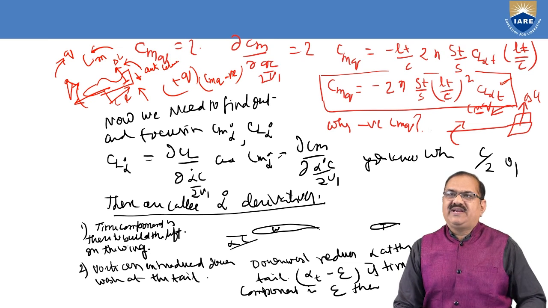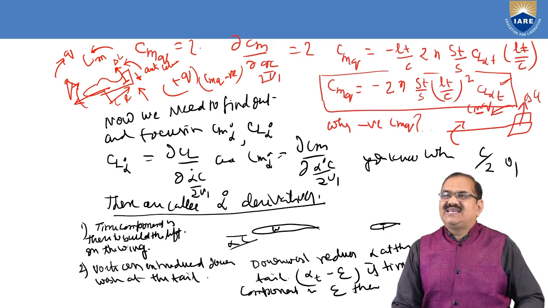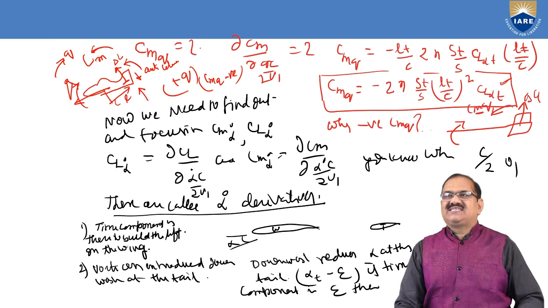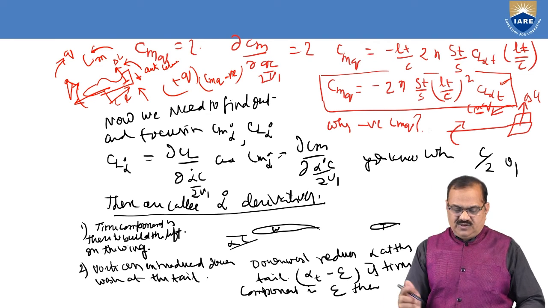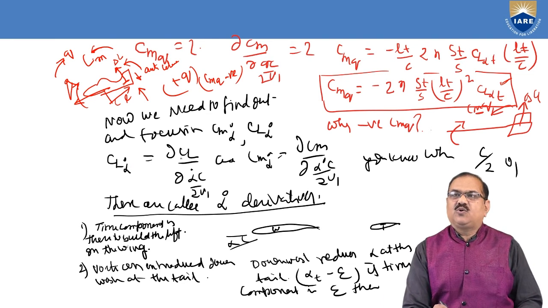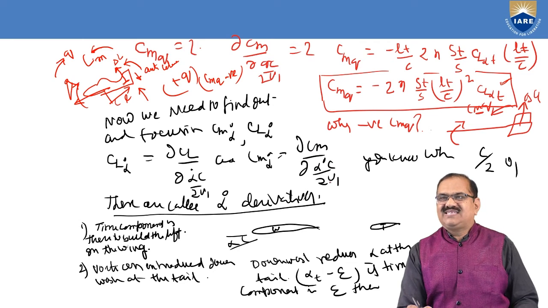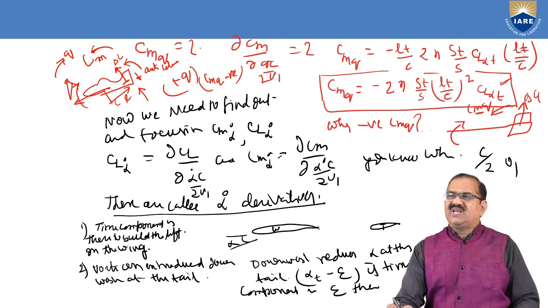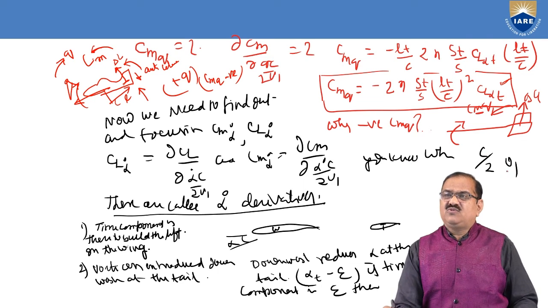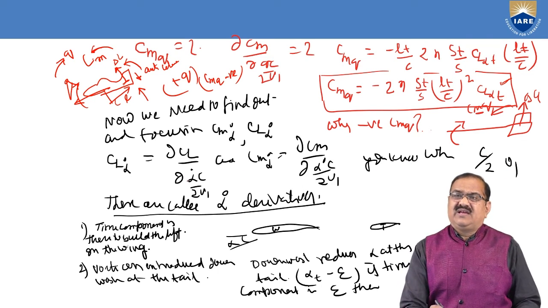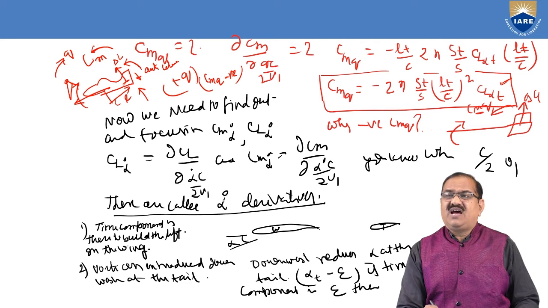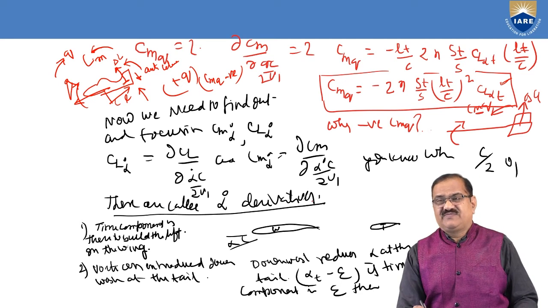Now we need to find and focus on CM alpha dot and CL alpha dot. So now CL alpha dot is equal to dou CL by dou alpha dot C by U1, and CM alpha dot is equal to dou CM by dou alpha dot C by 2 U1. So you know that this C by 2 U1, these are called the alpha dot derivatives.